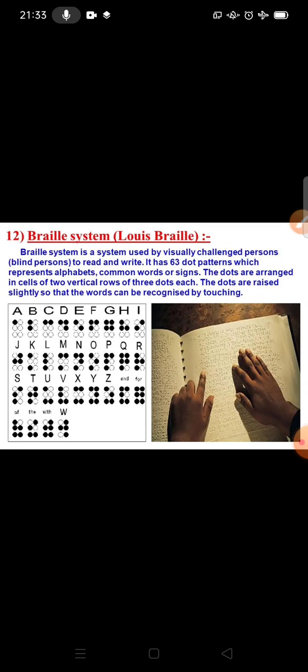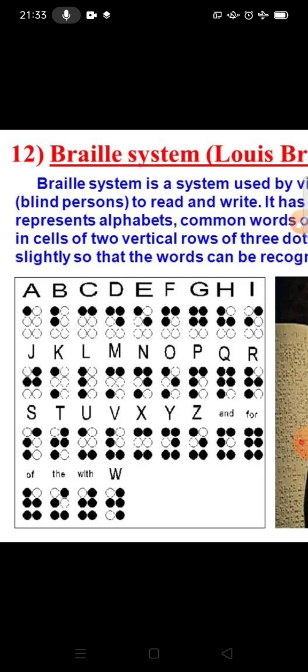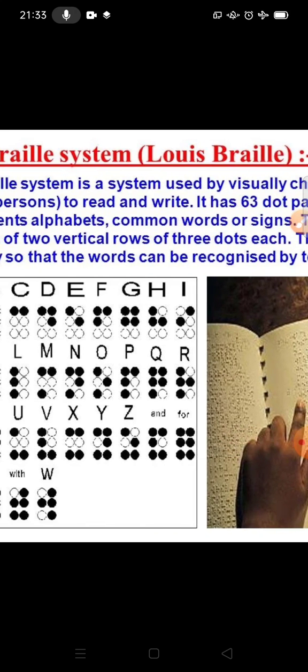Next is the Braille system, Louis Braille. Braille is a method by which visually challenged people can read and write, and this system was invented by Louis Braille, a visually challenged person himself who lost his eyesight at an early stage. You can see there is a diagram also. This system consists of raised dot patterns that represent both alphabets and numerals.